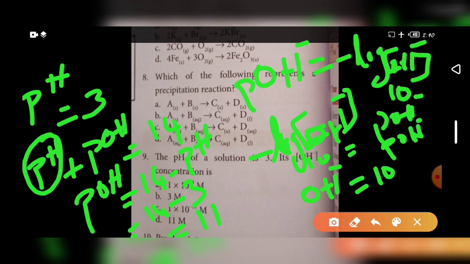What is the POH value? That is 11. So 10 to the power of minus 11 mole per litre, that is the answer. So you see, 1 into 10 power minus 11 mole is the answer. So here the option will be C. Option C is the correct option. Okay, next we go to the 10th question.